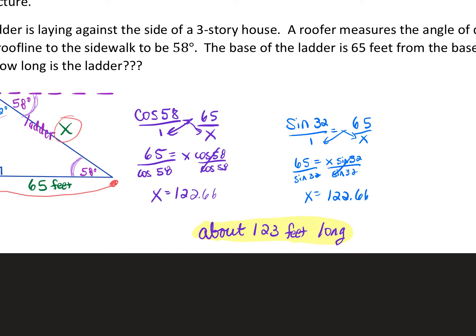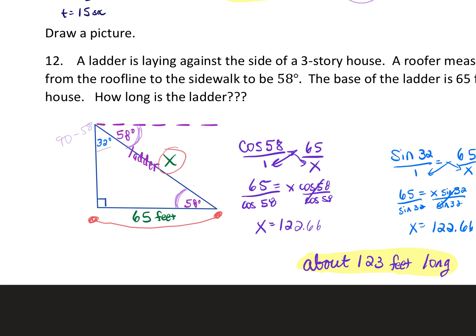Given the information, I used 58 as the angle of elevation, because it was the angle of depression on the outside. Then in regards to 58, I have an adjacent side, and I'm looking for the hypotenuse. If I use 32, which I used the angle of depression and said 90 minus, and I use this angle up here, well, in regards to 32, I have opposite, and I'm looking for hypotenuse. That's why I use sine.